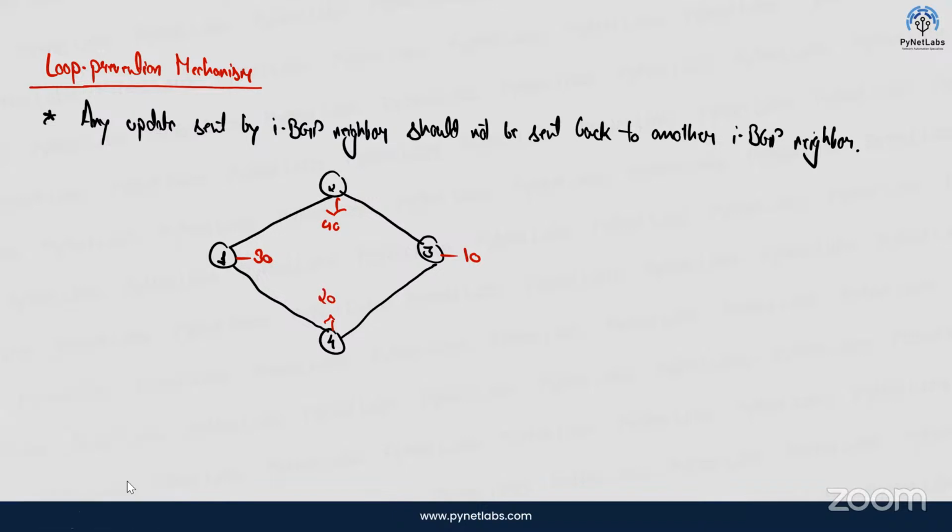Whereas the actual advertised networks are, on router number 1, I'm having some 10 dot network, suppose that. And this side, I'm having some 30 dot network.